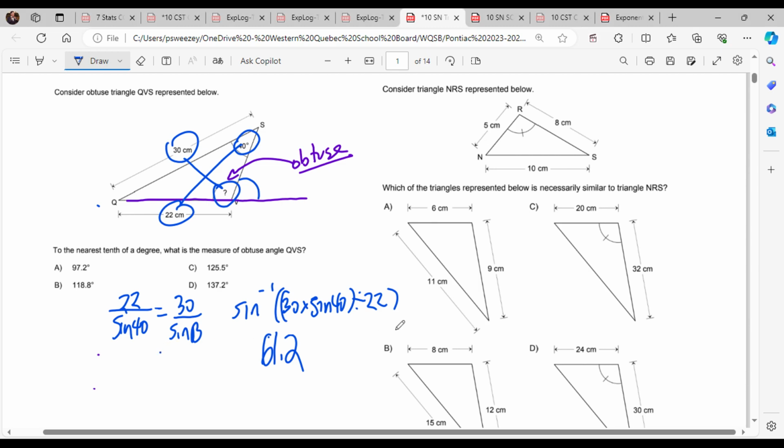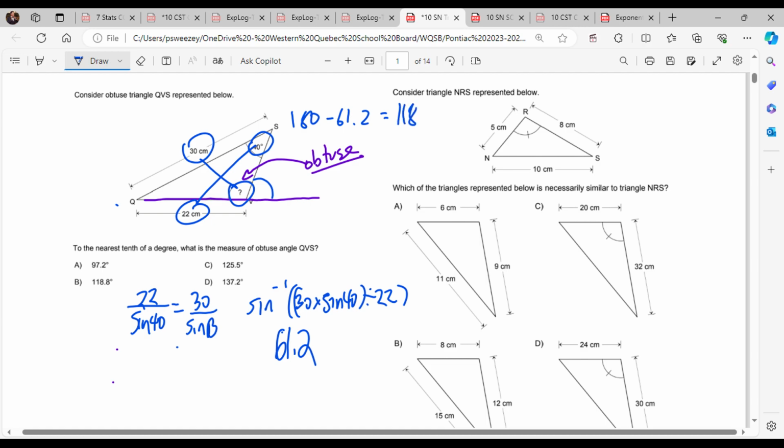Did you get 61.2? Roughly speaking, that's what you should get when things pair off. Then knowing that it's obtuse, I would go 180 minus 61.2 and end up with 118.8.